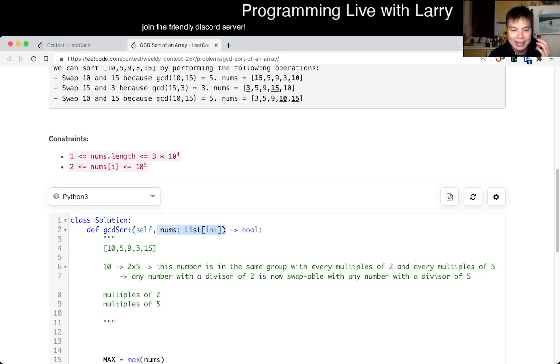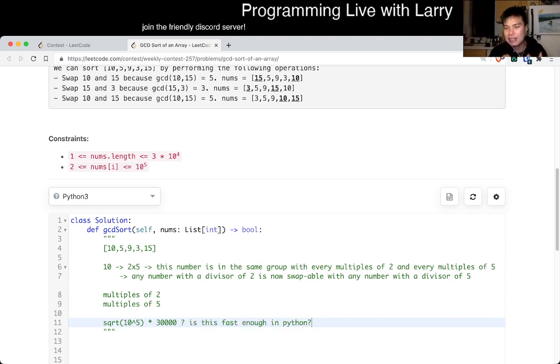So the way that I did it, because you can do some math, so the biggest number is 10 to the 5th, so the square root of that times 30,000 is equal to some number. I forget what it is, but it feels too big. Is this fast enough in Python? Yeah, so I wasn't sure, so I did one more optimization, and the optimization is using the sieve.